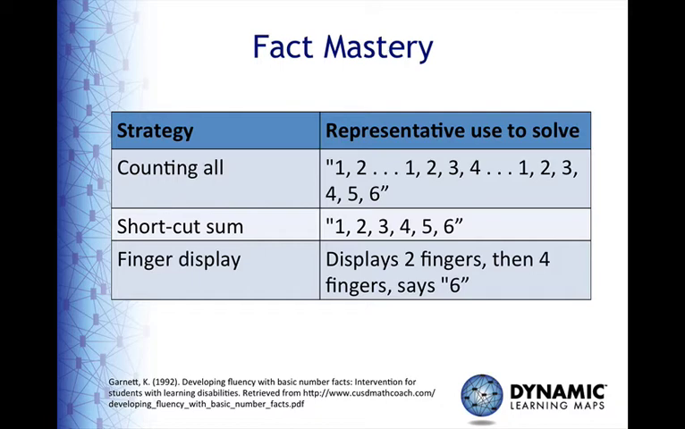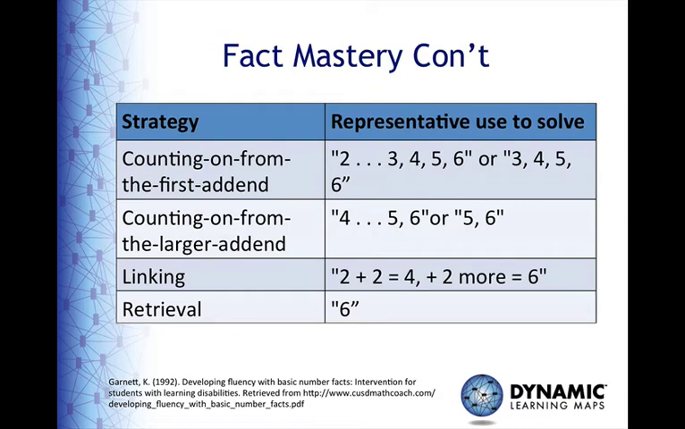On other problems, the student may use finger display when the add-ins are less than 5. For other problems, the student may use counting on from the first add-in when the add-in is a 2 because he or she is confident in his or her number knowledge of 2. Sometimes the student may remember that counting on from a larger number is faster, and so they try that strategy. And the teacher then models and describes the linking strategy to demonstrate another way to solve the problem.